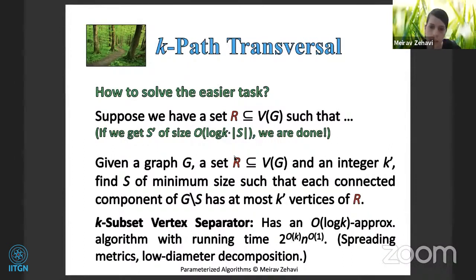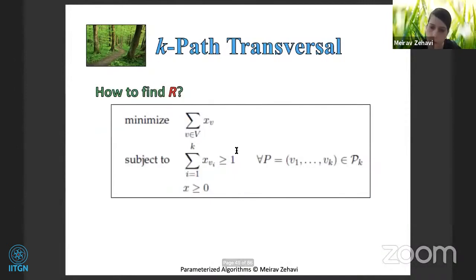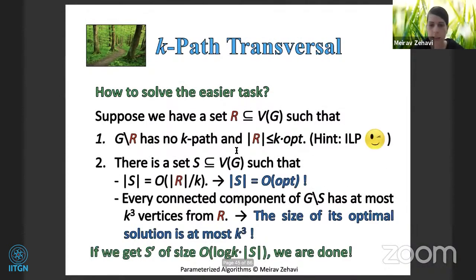Let me return for another moment to the previous slide, so we make sure that we understand this. What is our task now? Our task now is to find this set R that hits all k-paths, and its size is at most k times opt. We will also need to prove an existential claim, not a solution to our easier task: there exists some set of size order opt that partitions R. In every connected component, there will be at most k to the power of 3 vertices from R.